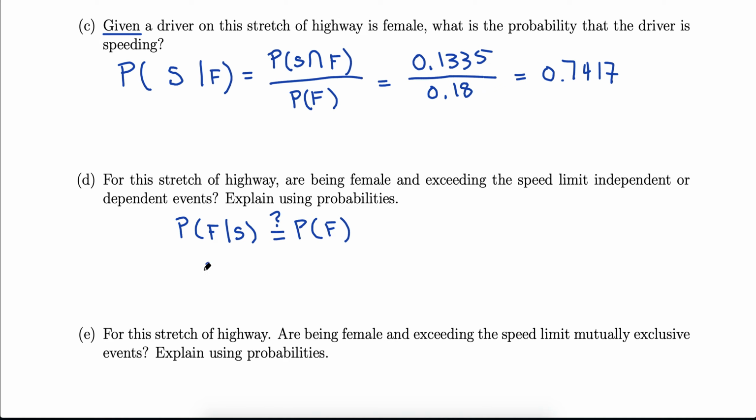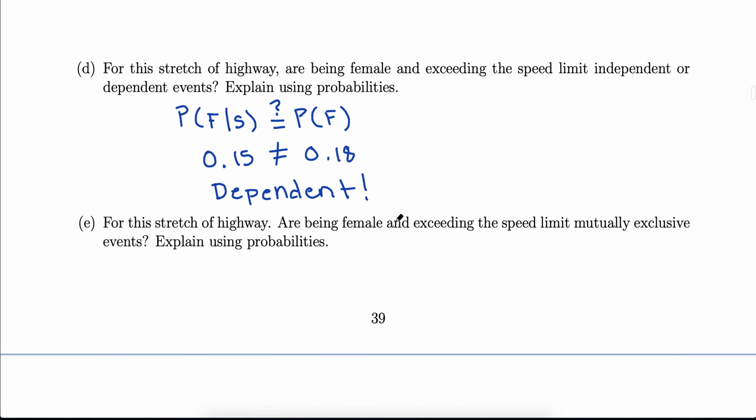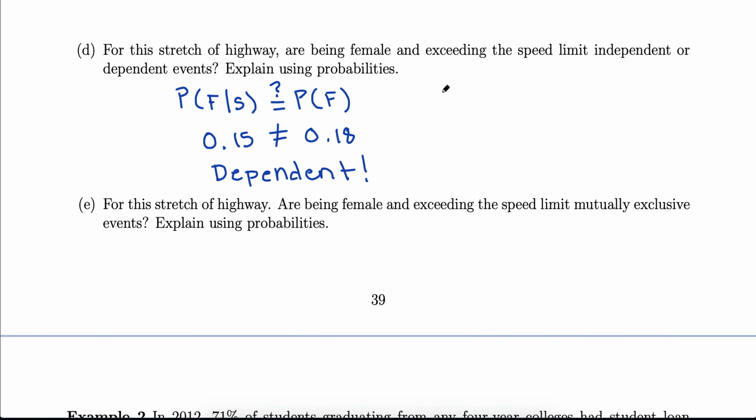So female given speeding, we saw up above, was 0.15. Also up above, we have the probability of female is 0.18. These are clearly not equal to each other. So when the left and right sides are not equal, it means they're not independent, or in other words, they're dependent events. If you wanted to test this using probability of female and speeding, that 0.1335, and see if it's equal to female times speeding, you're welcome to do that too, and you should come to the same conclusion.